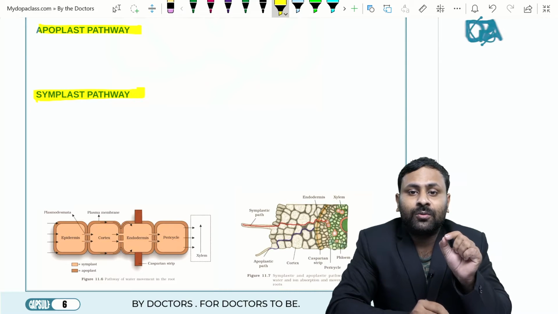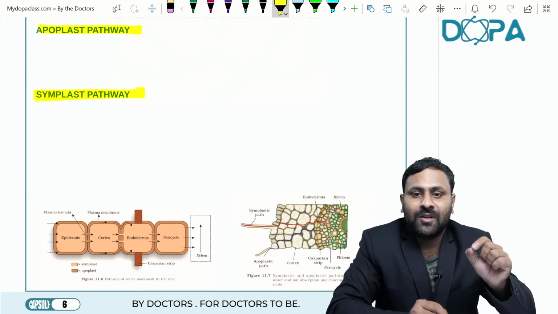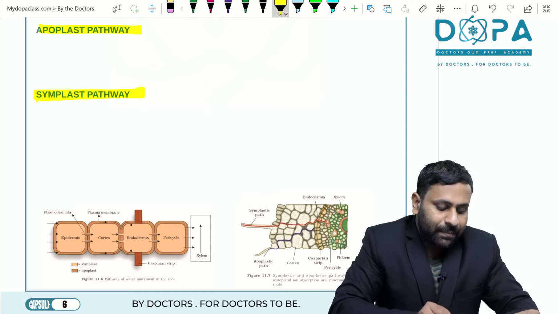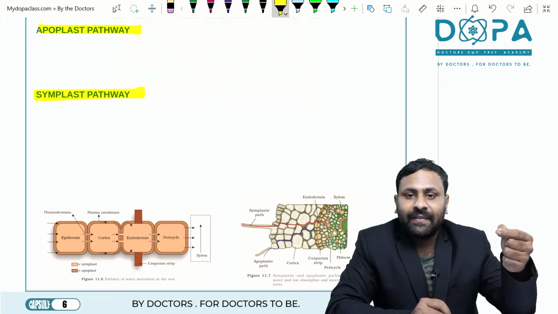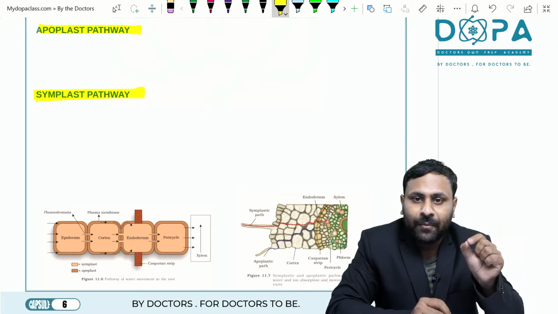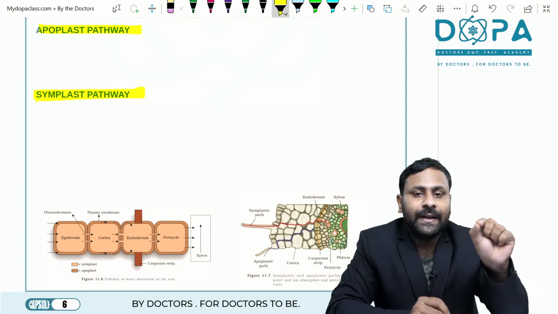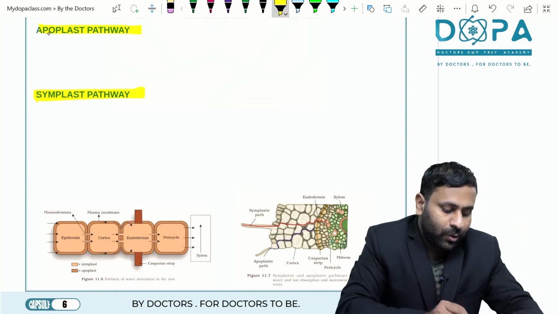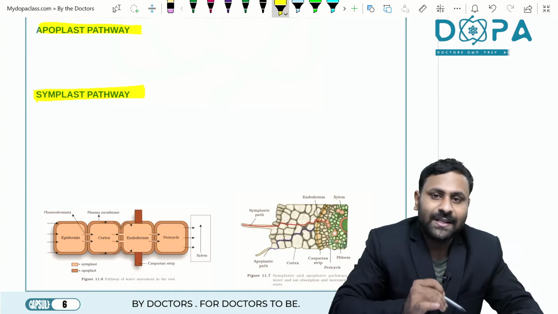This topic is related to the chapter Transport in Plants, our plus one topic: the apoplast pathway and symplast pathway. Once again I repeat, water is absorbed by root hairs by simple diffusion and then it moves into the deeper layers of the root through two distinct pathways. They are called the apoplast pathway and symplast pathway.